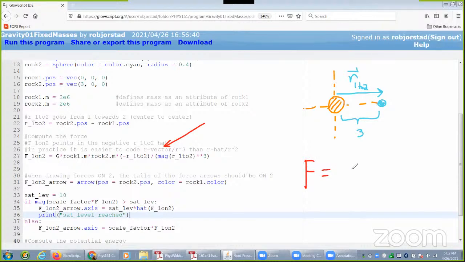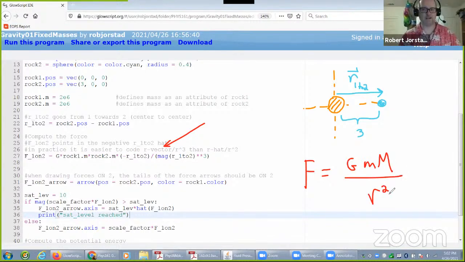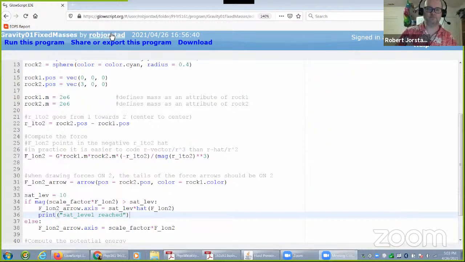When they get really close to each other, it gets closer to 0, because the force magnitude, if R gets close to 0, blows up. And so this becomes an issue. If you want to have your code run and the two masses are right on top of each other, it's not going to work.